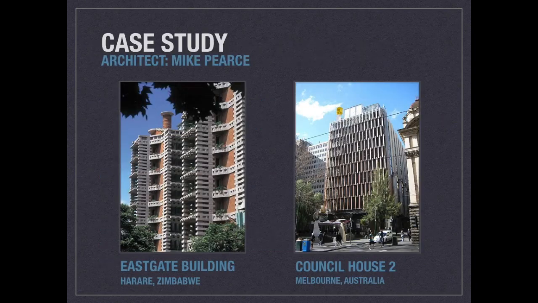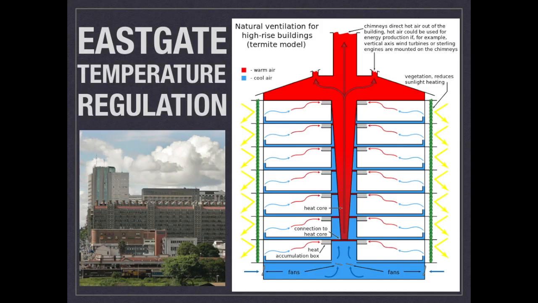Now let's look at how this is being applied to architecture. When Mick Pearce was brought on to design the Eastgate building in Zimbabwe and Council House 2 in Melbourne, Australia, he took advantage of night cooling, thermal storage, and convective air currents in order to moderate temperatures. During the day, the building's large mass and rock storage in the basement absorbs the heat that's collected through the day, both from the environment and human-produced.